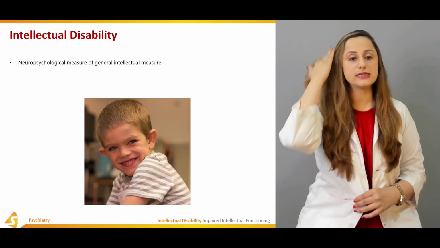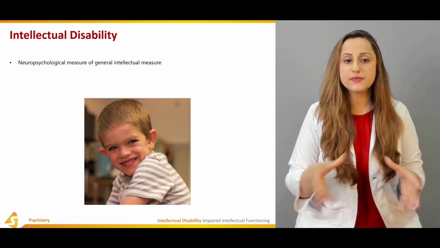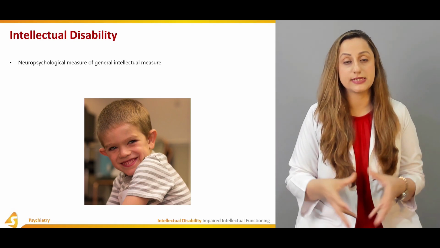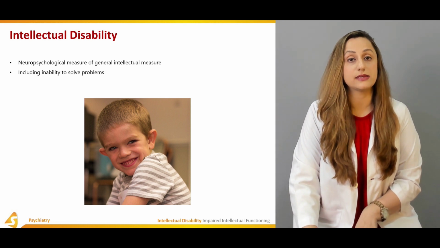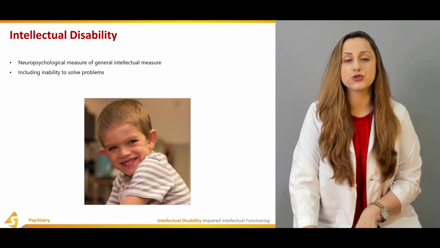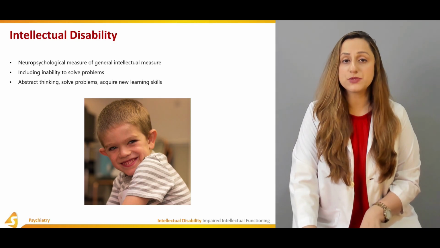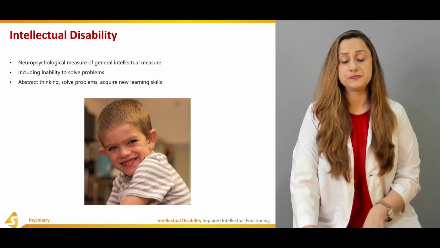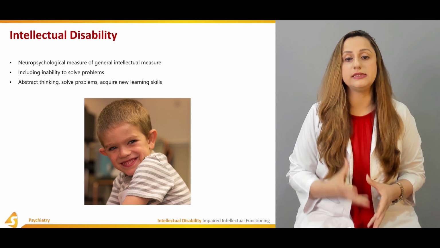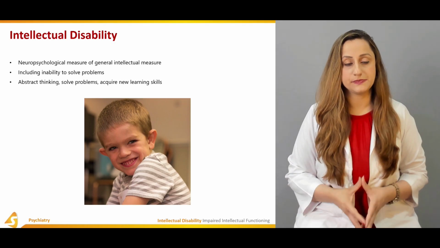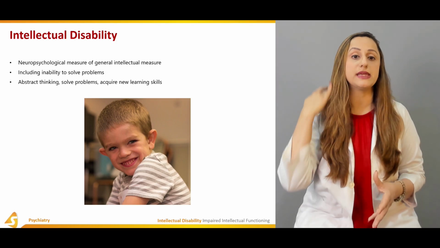Now, when we say intellectual disability, it is a neuropsychological measure of general intellectual ability. So these are the neuropsychological conditions that we are considering, and that are going to contribute towards that low IQ and lack in adaptive functioning, including the inability to solve problems. So even the day-to-day problems cannot be solved by that individual. The lack of abstract thinking is observed in a lot of individuals. The lack of problem solving is also observed along with it, and they have difficulty acquiring new learning skills in this particular state. So this is the state of this patient who is suffering from the intellectual disability.